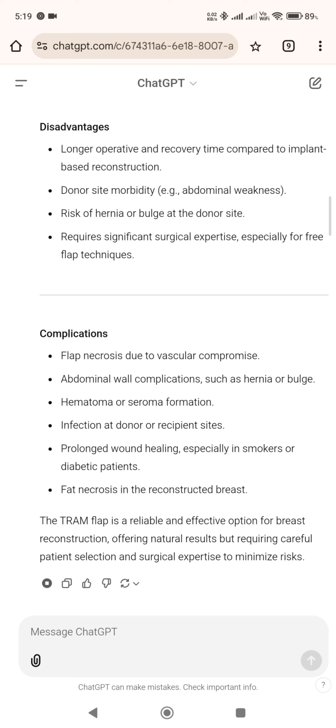The TRAM flap is a reliable and effective option for breast reconstruction, offering natural results but requiring careful patient selection and surgical expertise to minimize risks.